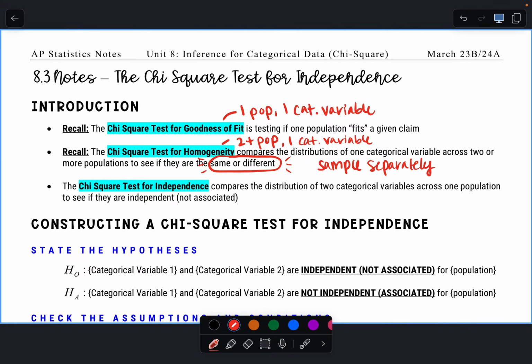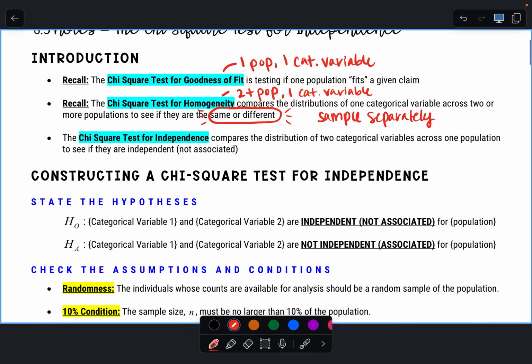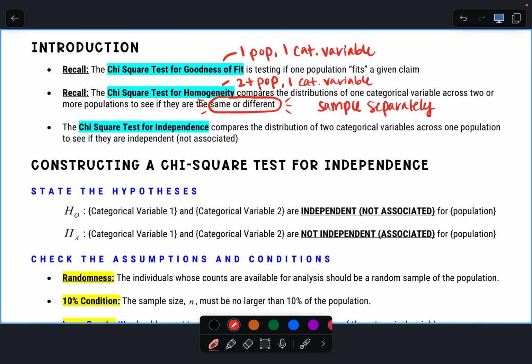When you go into a test of independence, which is the new one today, this is going to be a test where we are going to see, kind of based on the name, is it independent or is it not? And this is another thing where if you see these words, that is your big indicator, I'm doing a test of independence. This is going to be one population, but it's going to have 2 categorical variables.